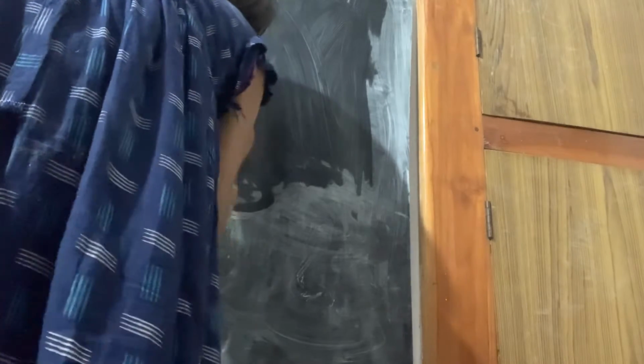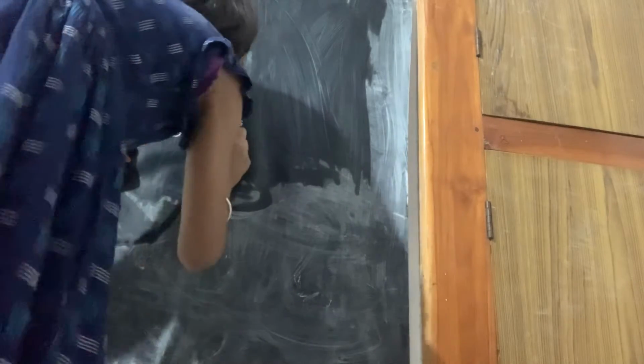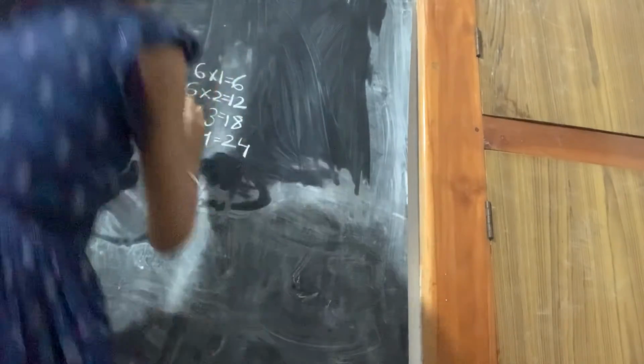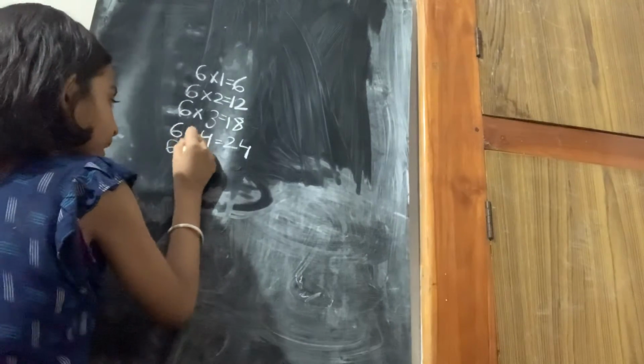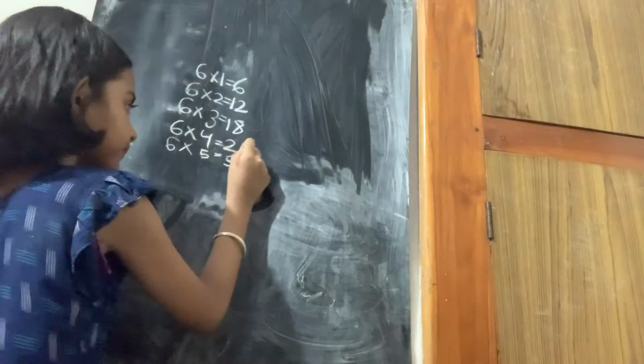Six threes are 18. Six fours are 24. Six fives are 30.